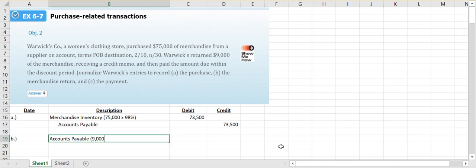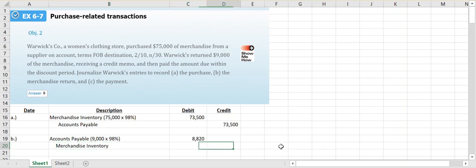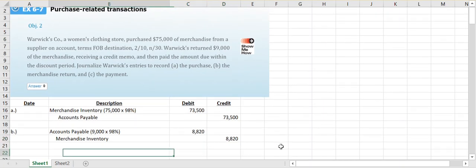So that $9,000 represents that gross list price or sticker price. But we recorded our inventory when we purchased it at the discounted value. So if we recorded it initially at a discounted value, we have to reduce for what we're returning at that discounted value as well. So our $9,000 times that 98%, we're reducing how much we owe by $8,820. And what I'm giving back is my merchandise inventory of $8,820.